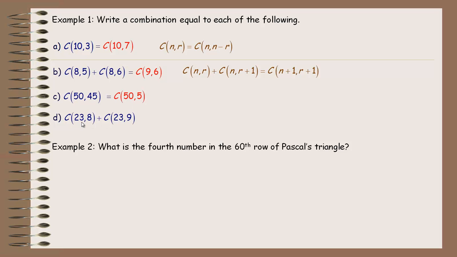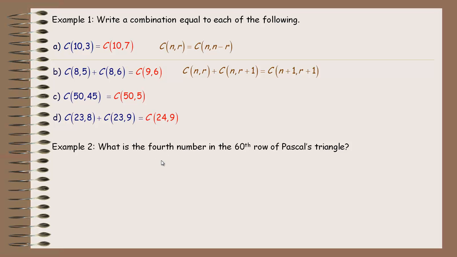D, 23 choose 8 and 23 choose 9. So they're both in the n equals 23 row, consecutive, 8 and 9. So this would equal the number in the next row. Same as here, so it would be 24. So n equals 24, and same position as this one. So 24 choose 9.